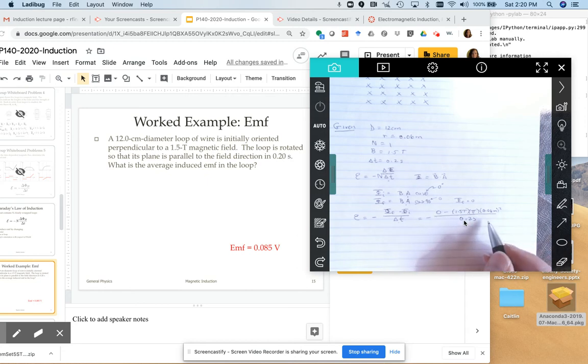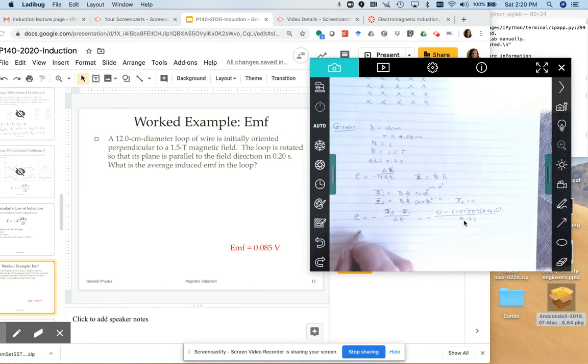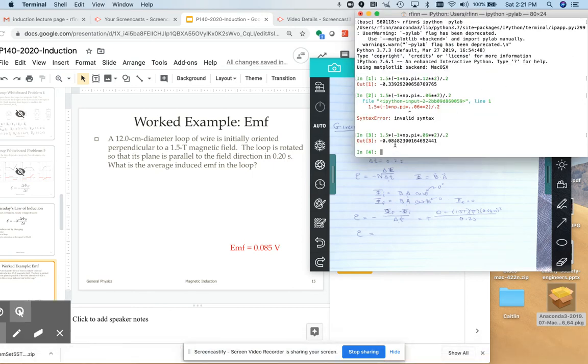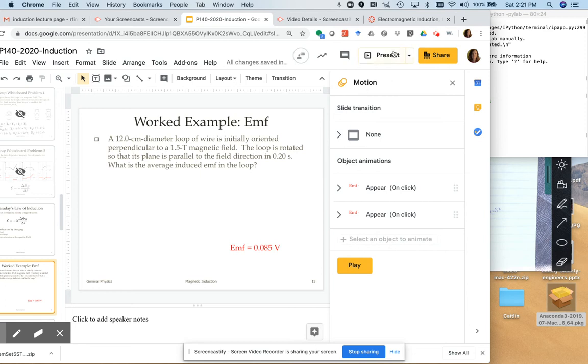Okay, so we're going to plug that into our calculator, and so we get a negative and a negative here. And I just calculated this before with my little terminal window. Yeah, so you get 0.085, let's say. Oh, look, there it is. I got it right.